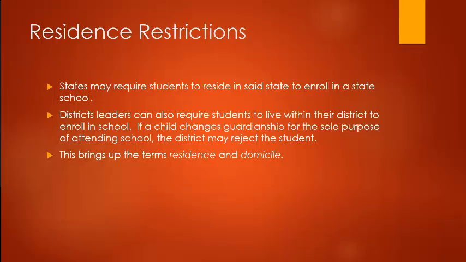District leaders can also, that's pretty much an easy one. You have to live in Oklahoma if you want to attend school in Oklahoma. District leaders can also put limits and say you have to reside within the district in order to attend school here. And here's an interesting thing that the courts have acknowledged: if a child changes guardianship for the sole purpose of attending school, the district may reject that student.